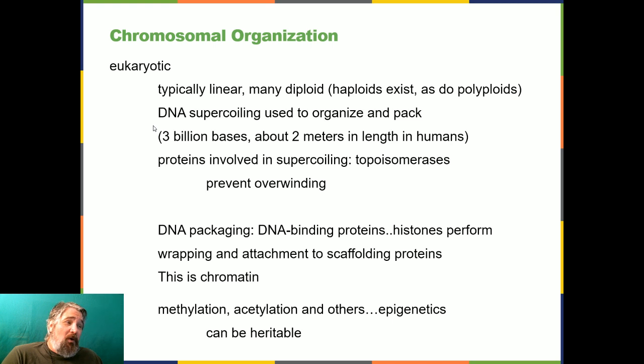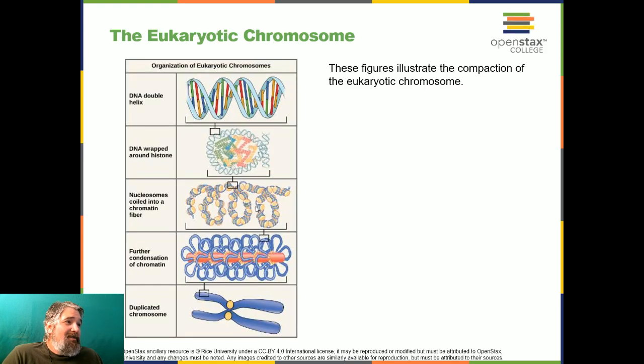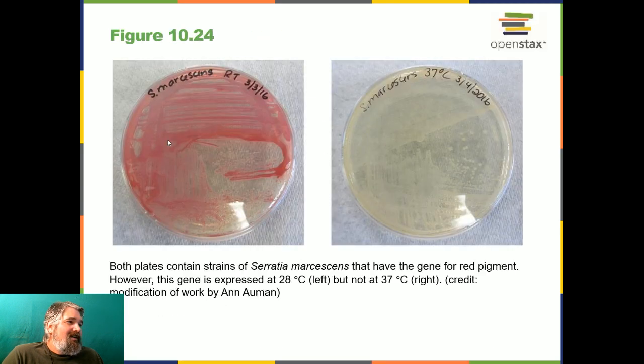So DNA supercoiling is used to organize and pack all that chromosomal information. The trivia about the length of our chromosomes: if you put them end to end and stretch them out from just one cell, they would cover about 2 meters, about 3 billion bases. So topoisomerases are involved in supercoiling, and that's to prevent overwinding. So DNA packaging, let's go back here first.